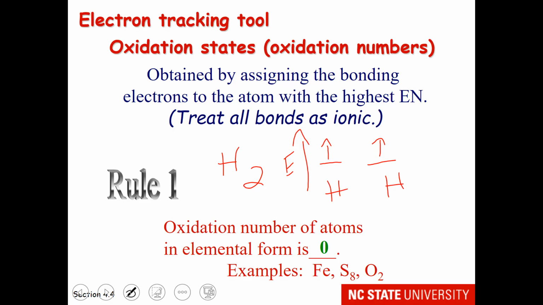So the electron is no more likely to be with one hydrogen versus the other, because there's no advantage when the orbitals are at the same energy. So H2 is another example where each hydrogen has an oxidation state of 0.